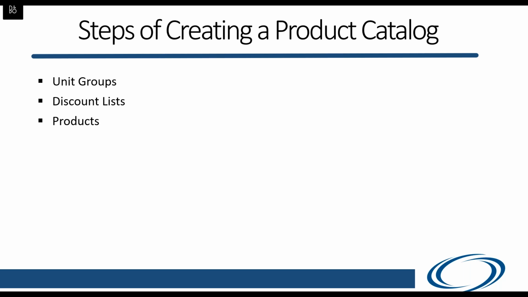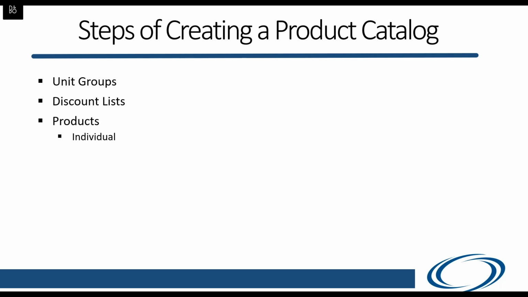So discount lists in your CRM work the same way. You can set thresholds and then discounts based on percent or by just a flat amount based on the number that people are ordering. Your products, that really is what it is you're selling, the individual products you have.